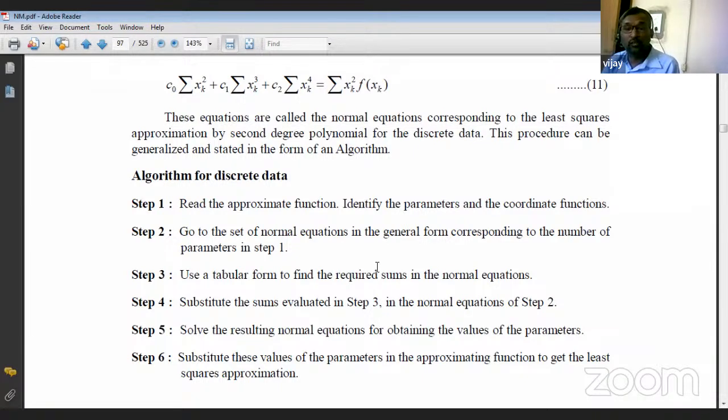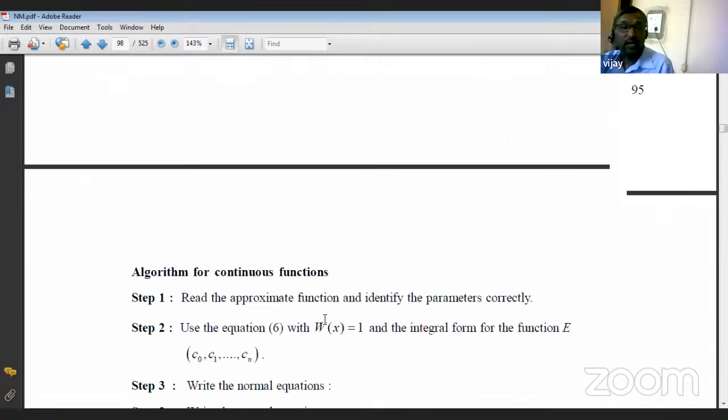Use the tabular form to find the required sums in the normal equations. Substitute the sums evaluated in step 3 into the normal equations. Solving the resulting normal equations, we obtain the values of the parameters. Substituting these values into the approximating function gives the least square approximation.